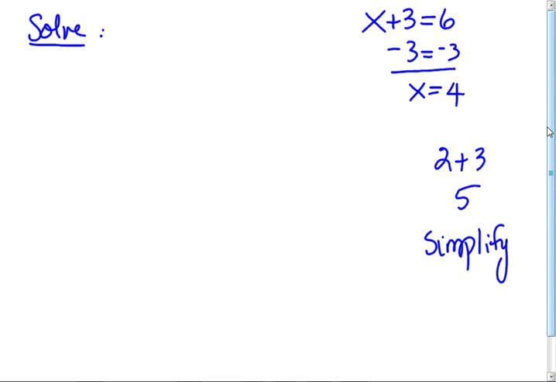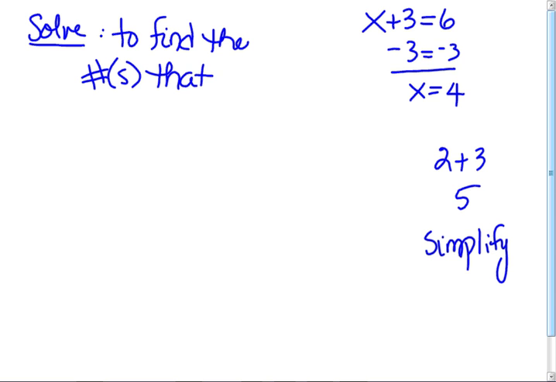Okay, so solve means to find the number or numbers that make the sentence true. I'm going to pound that into you, because we have to be able to communicate. And if I go too fast, let me know. It's usually I go too fast, not too slow. And if I know what solve means, everything's so much easier.